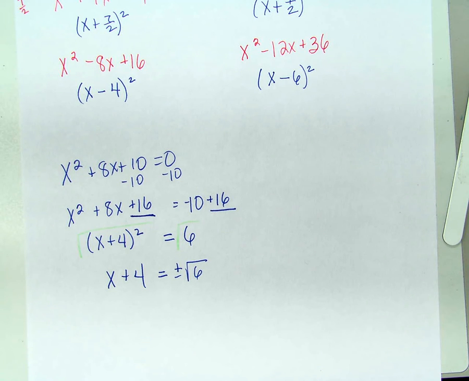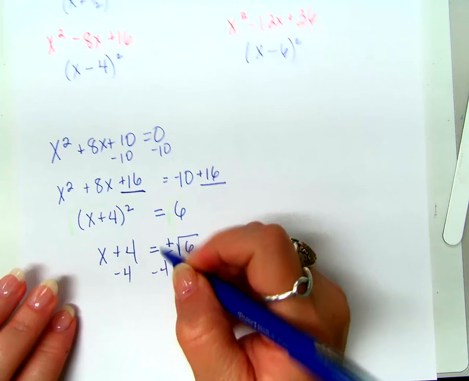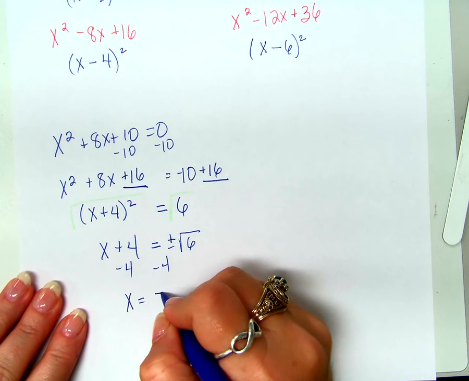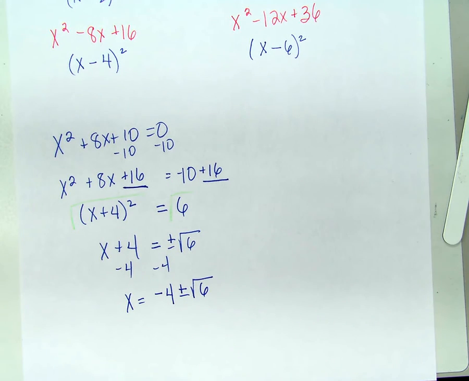What's left to do to solve for x? How would I get rid of the 4? Okay, so minus 4. X equals negative 4 plus or minus square root of 6. Done. Yes, please write that down. Got it? Now, since I did that first, it's probably one of the easier ones, right? Just going to ease us into this problem.